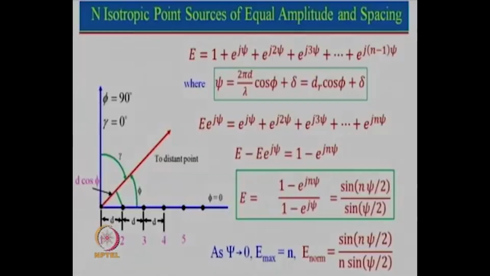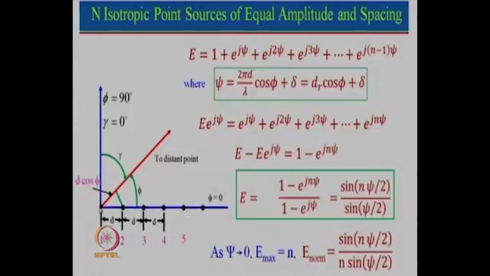Now we can go through the next point, n isotropic point sources of equal amplitude and spacing. Here we have n number of elements, and they are numbered 1, 2, 3, 4, 5 and so on.